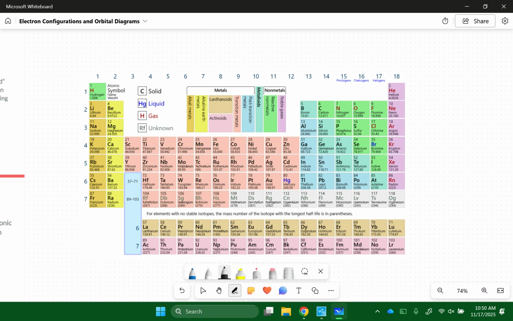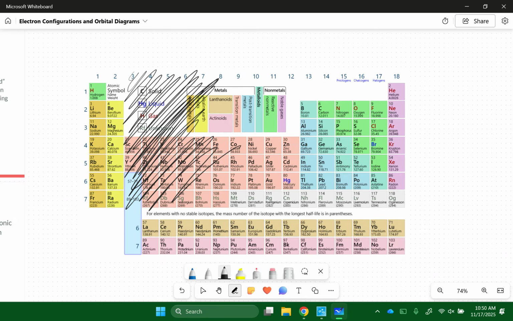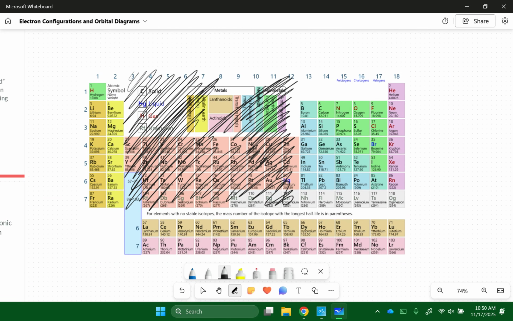So here's what we're going to do. Because we're mostly focusing on main group elements, we're going to just pretend that this middle section of the periodic table doesn't exist. Okay, so I'm just going to cross out this middle section. We don't need this section right here. We're going to pretend that that middle section doesn't exist for this part.